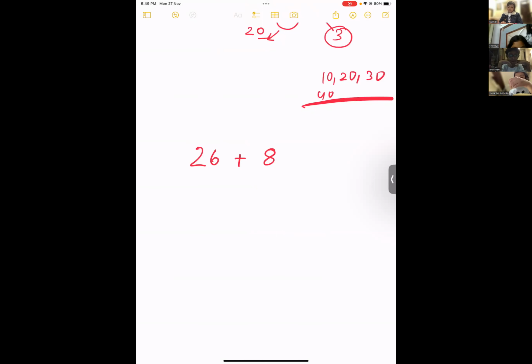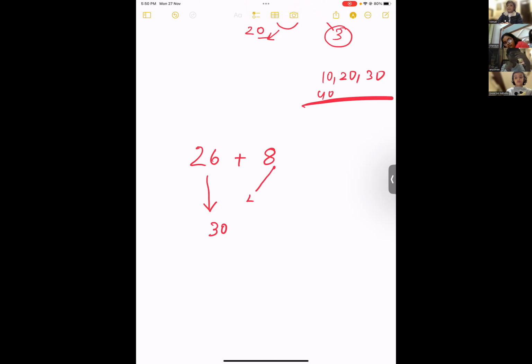How can we do it? What is the next whole ten after 26? 30. Very good. How much shall I add to 26 to make a 30? Four. No, Sakshi, it's Kabir's turn. 4. Okay. Now, from where will I get a 4, Kabir? I'm going to get a 4 from 8.